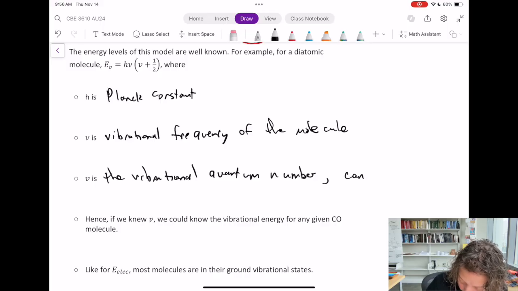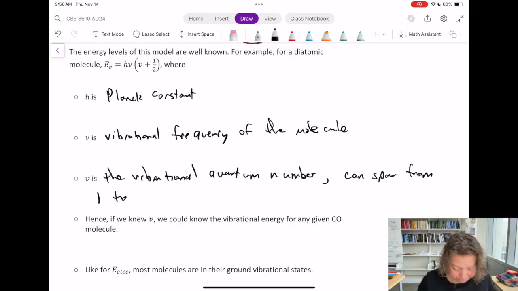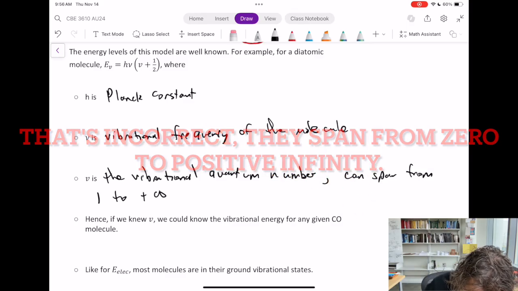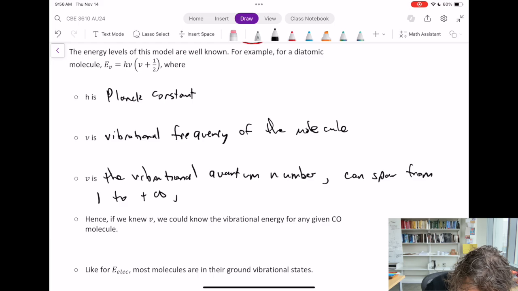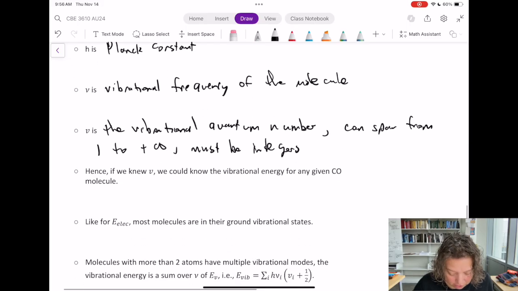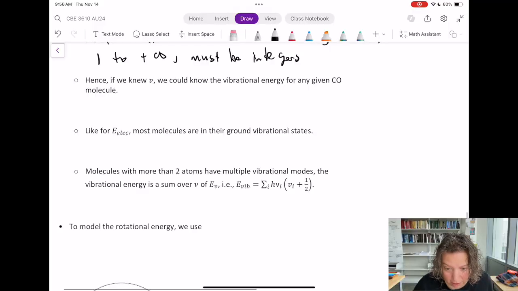They can span from 1 to positive infinity. Must be integers. Hence, for any given carbon monoxide molecule, if we knew which vibrational state it was in, we would know its vibrational energy. Like for the electronic energy, most molecules are going to be in their ground vibrational state.